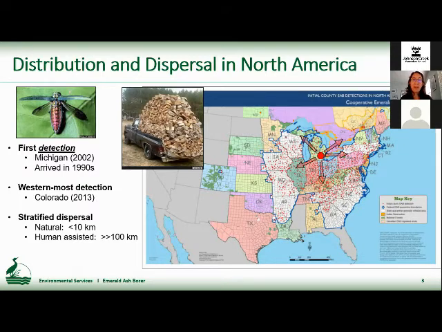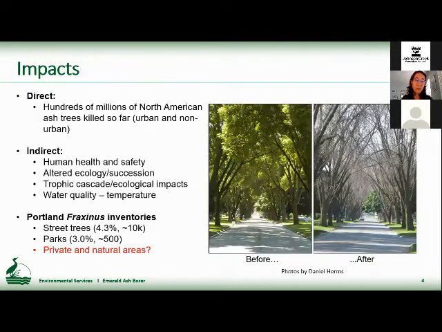And normally, naturally by itself, a species like this wouldn't be able to travel all that far, but it is assisted by humans. The movement of wood products from one location to the other brings the insect along and allows it to colonize and infest in a new location.